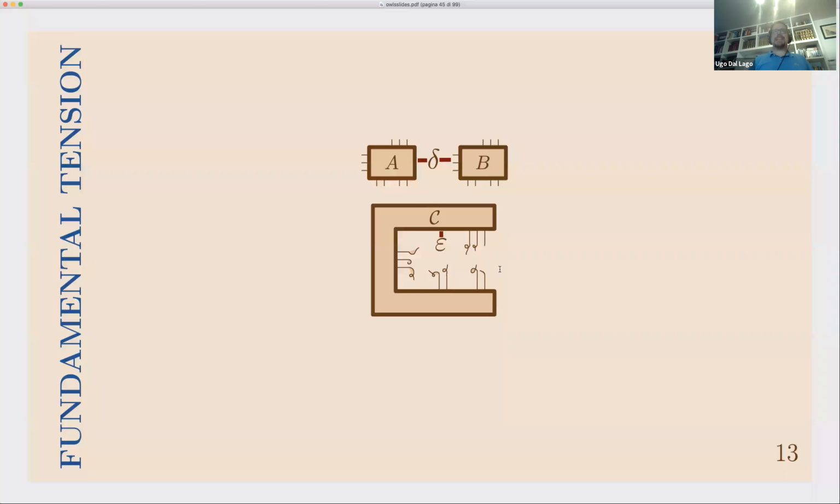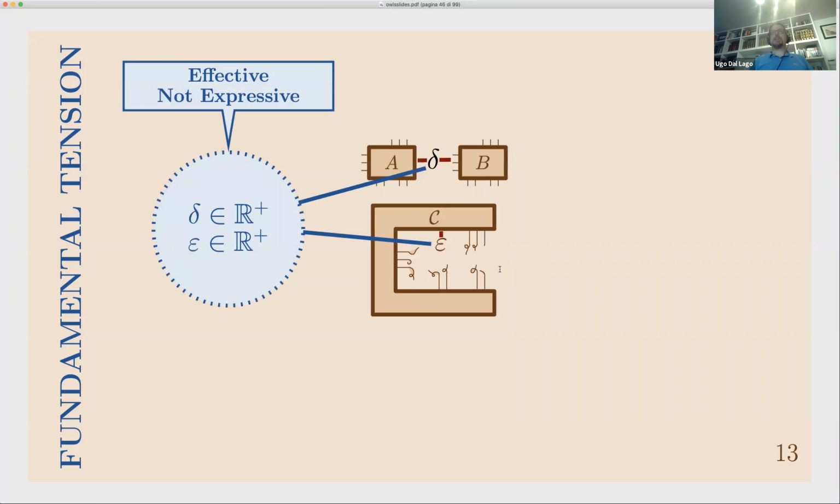So there is a fundamental tension, however, when you try to do it. You can try to do it by proceeding as a metric logical relation, namely by saying that both delta and epsilon are just real numbers. But in this way, you come up with the notion of program distance which is, as I like to call it, effective, because combining delta and epsilon is very easy. You just sum them. In metric logical relations, that is precisely what happens. You just sum the two.